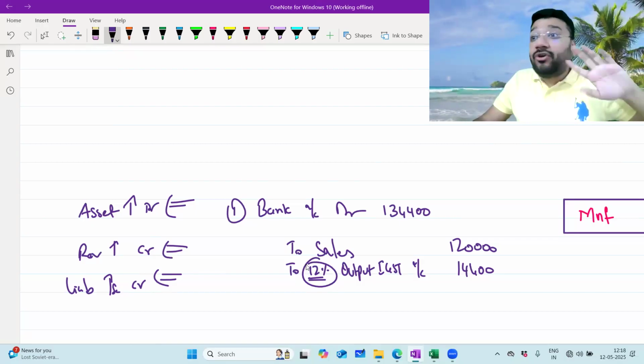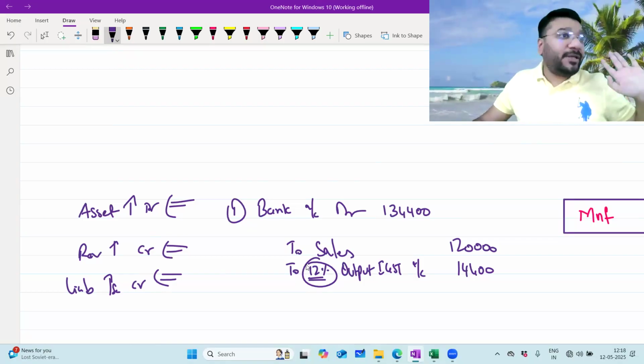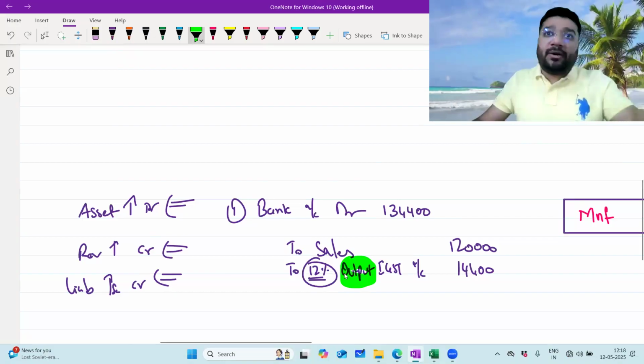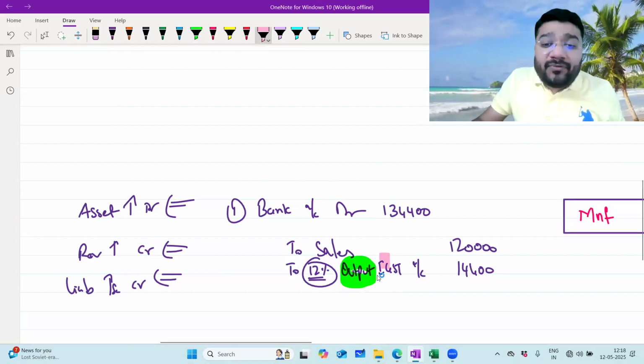And what type of GST you have to mention? C, S or I, you have to mention. Am I clear? So your points are: first, output or input you have to mention. Second, what type of GST it is.